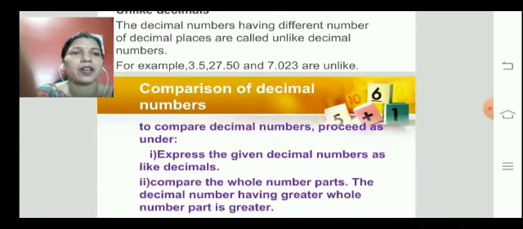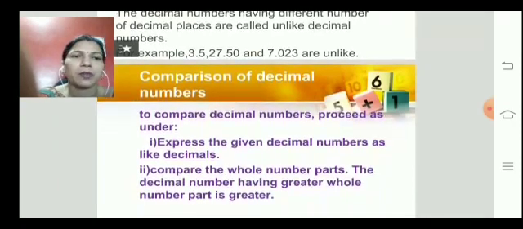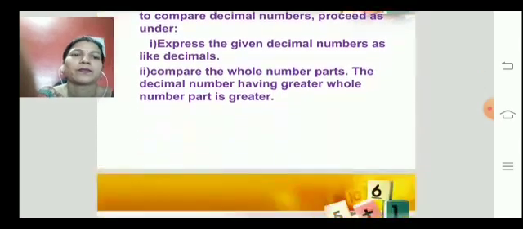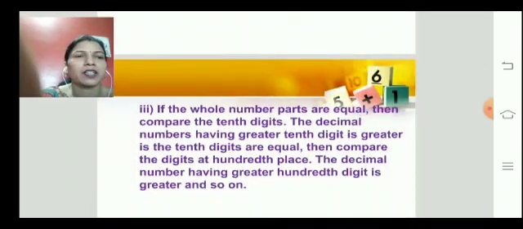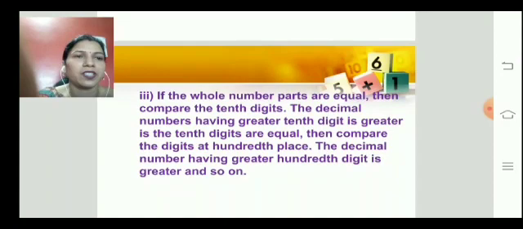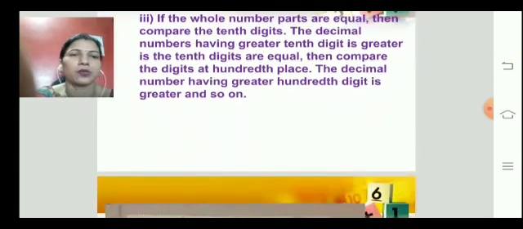Now, if we have to compare unlike decimals, first we have to express the decimal numbers as like decimals. Compare the whole number part. The decimal number having the greater whole number part is greater. If the whole number parts are equal, then compare the tenths digit. The decimal number having the greater tenths digit is greater. And if the tenths digits are equal, then compare the digits at the hundredths place. The decimal number having the greater hundredths digit is greater, and so on.